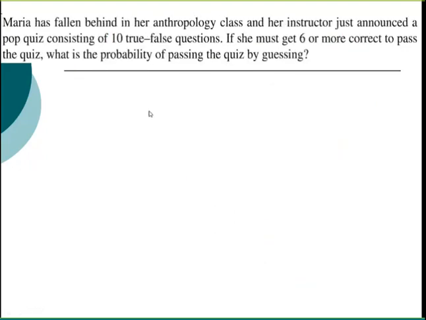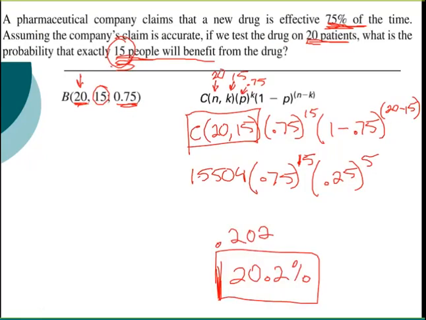Okay, and so here we've got Maria. She fell behind in her anthropology class, and her instructor just announced a pop quiz consisting of 10 true or false questions. She must get 6 or more correct to pass the quiz. What's the probability of passing the quiz by guessing? Now here is kind of what I was talking about, where we have a different answer for 15 versus 16 versus 17, a different answer for it being exactly.